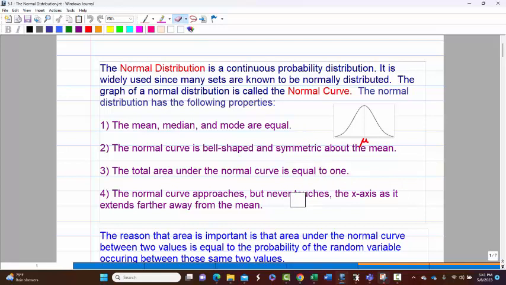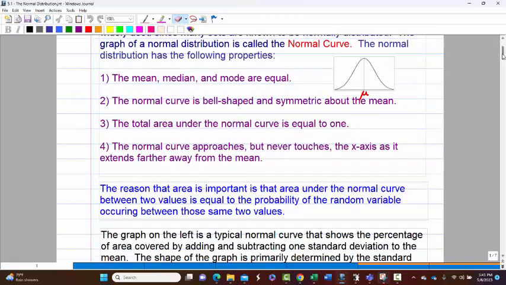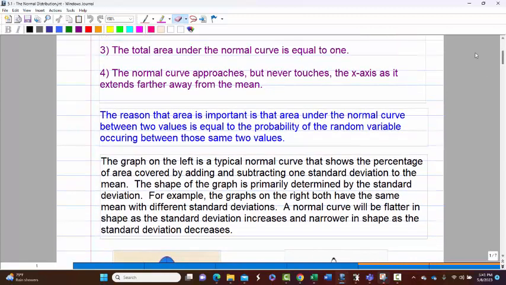And this last property is not real important, but technically the graph never really touches the x-axis as it gets to the left and right, but it gets very, very close. It almost touches it. So anyway, when we say the total area is 1, that basically means x is going from negative infinity to infinity. All right. And here's what I just said a minute ago. Probability is from area.